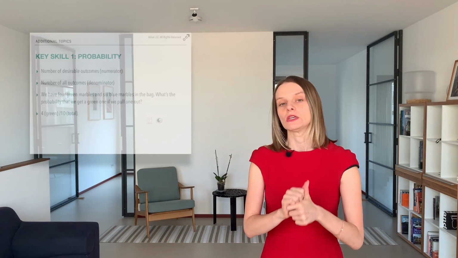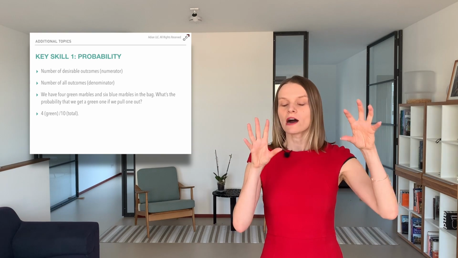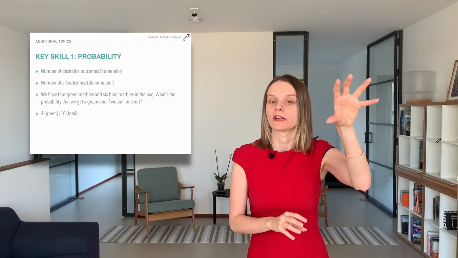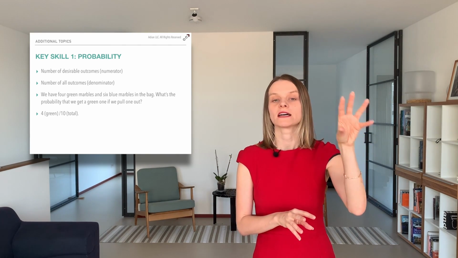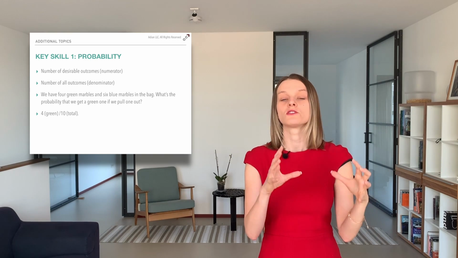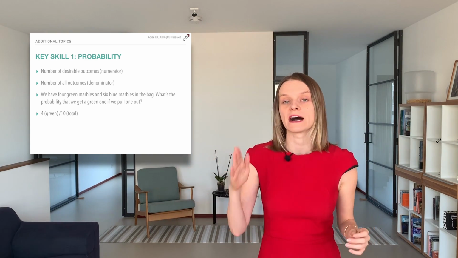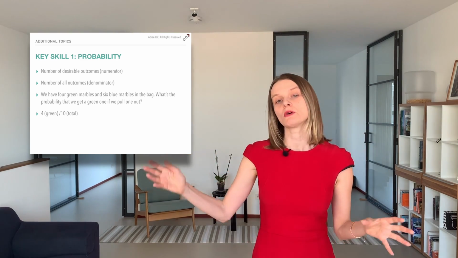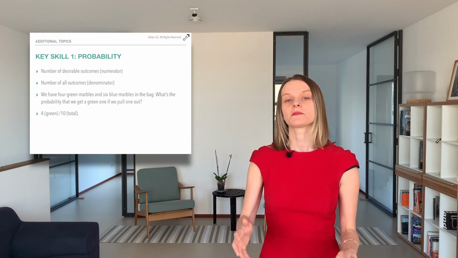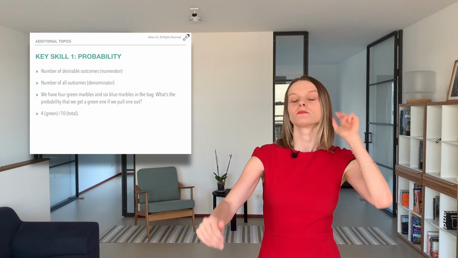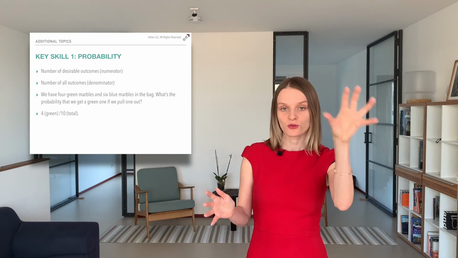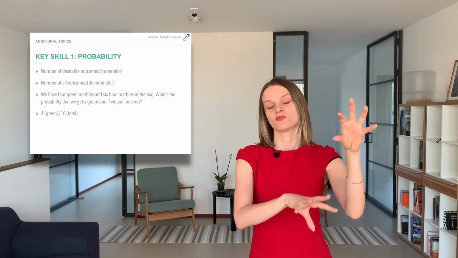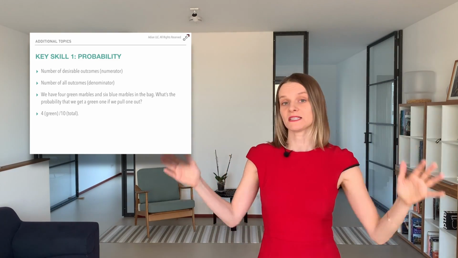Key skill number 1: you will always need to remember that you are ultimately trying to compose a fraction for your probability. On the numerator, on top, you will have your number of desired outcomes. And on the bottom, in your denominator, you will have the number of all outcomes. For example, we have 4 green marbles and 6 blue marbles in the bag. What is the probability that we get the green one if we just close our eyes and pull one out? Of course, it would be 4 green, which would be on top in your numerator, over 10, which is the total number of marbles in the bag. Now that seems easy enough.